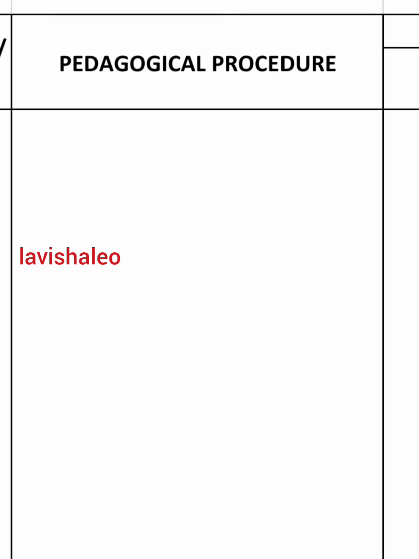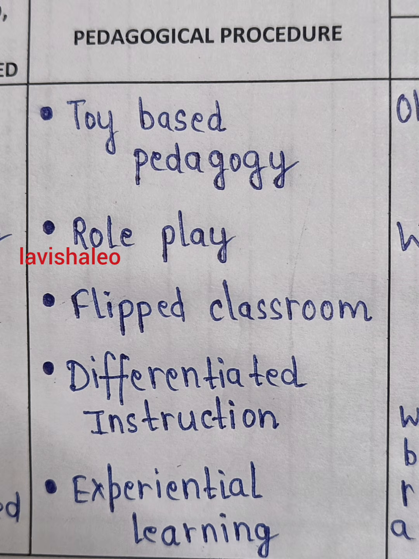The next column is titled Pedagogical Procedure. Whatever pedagogies you are going to use in your lesson, you have to mention all of them here. For sample, I have mentioned here toy-based pedagogy, role play, flipped classroom, differentiated instruction, and experiential learning.